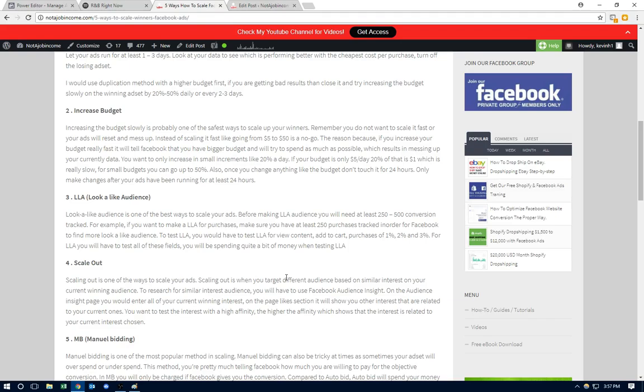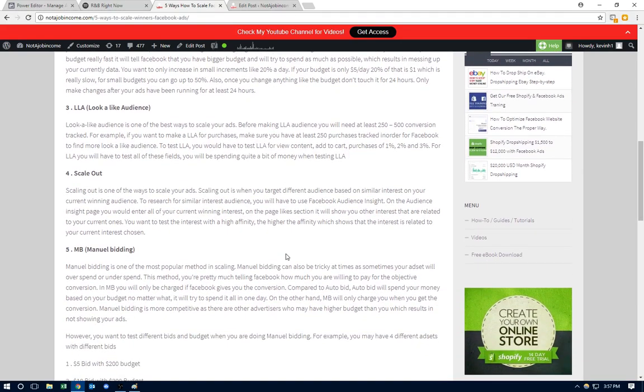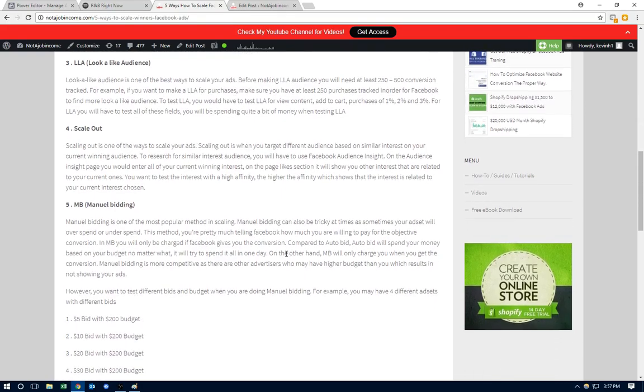So you want to do that for scaling out: target different interests but a similar niche, like different interests but similar to your winning one. And the other way is manual bidding, and manual bidding is probably the most popular method in scaling, and it can also be tricky. Sometimes you could be overspending your budget and underspending, and oh gosh, it goes on and on.